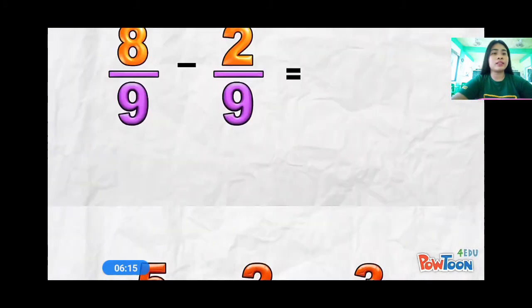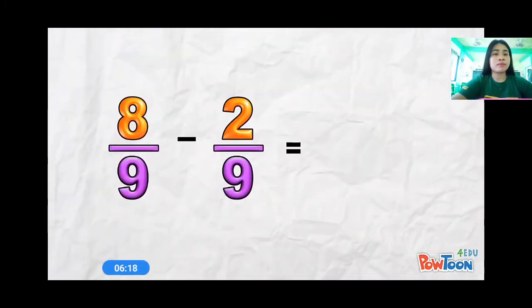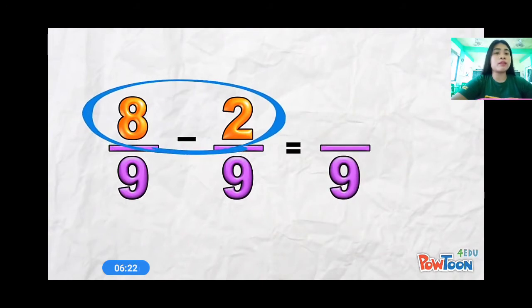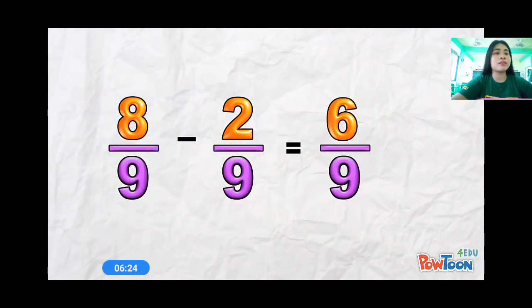Okay. What about this one? The denominator stays. Yes. And with the numerator, we're going to minus 8 minus 2. The answer is 6. 6/9.